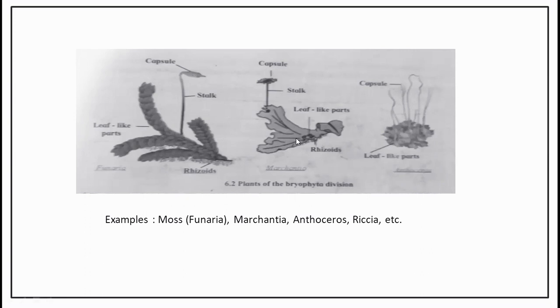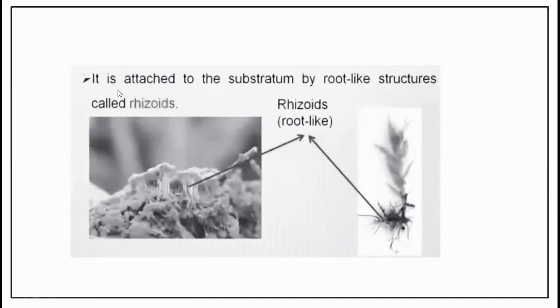Here is another example of Bryophyta plants. Then you learn some details of the Bryophyta plant: it is attached to the substrate by a root-like structure called rhizoids. I show here another diagram. These are the plants, and here is the root-like part, called the rhizoids.